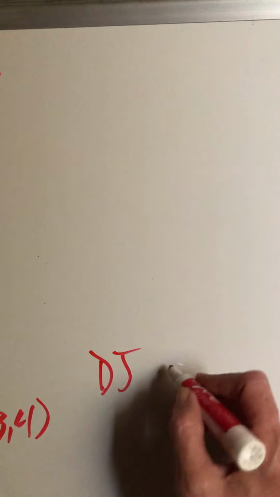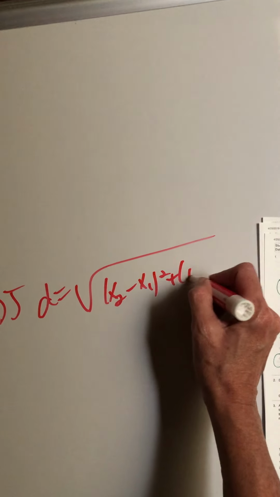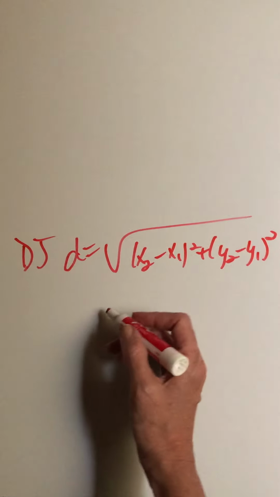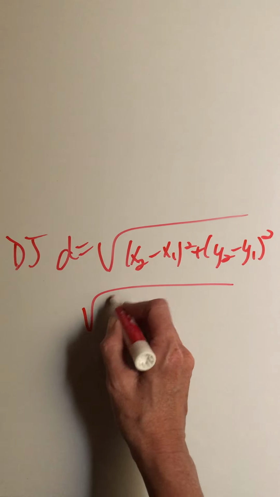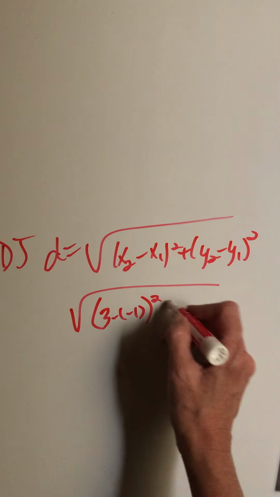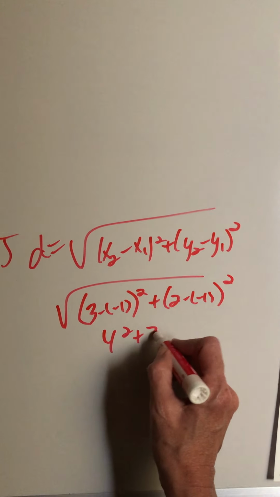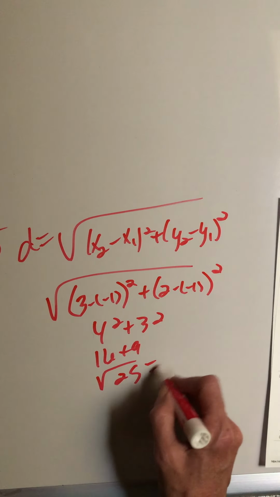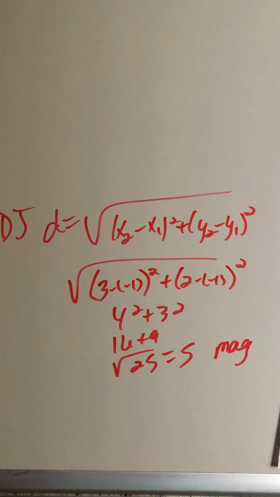So let's do DJ first. Distance formula, x2 minus x1 all squared plus y2 minus y1 all squared. So DJ, square root of 3 minus -1 all squared plus 2 minus -1 all squared. So that's 4 squared plus 3 squared. That'd be 16 and 9. So the square root of 25, which is 5. So that's DJ's magnitude.